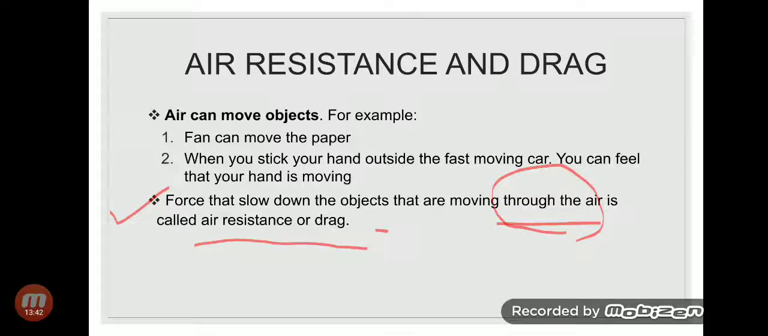Okay, so what is air resistance or drag? Drag is another name for air resistance. If you say air resistance or if you say drag, both are the same thing. So what is air resistance or drag? A force that slows down the objects that are moving through the air is called air resistance or drag.